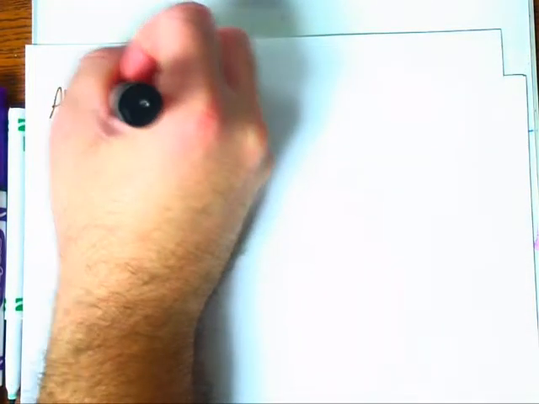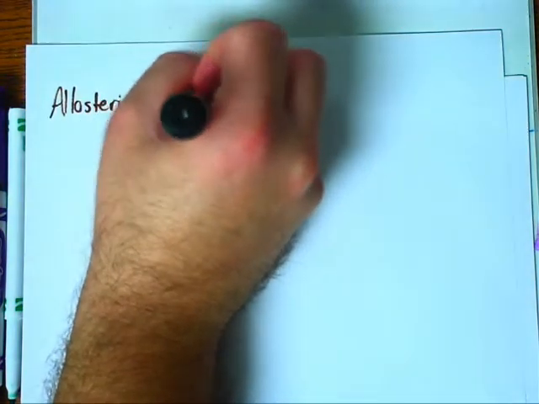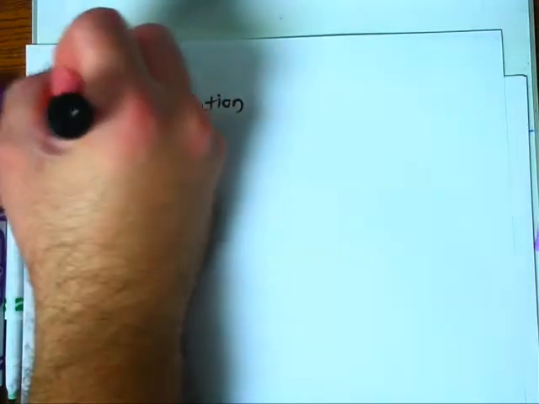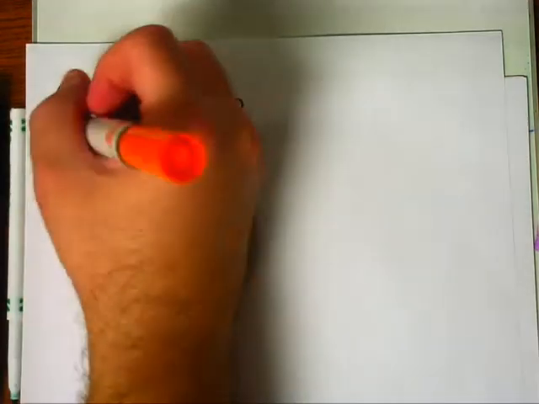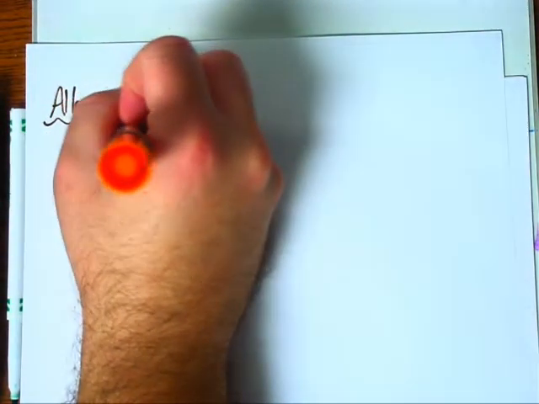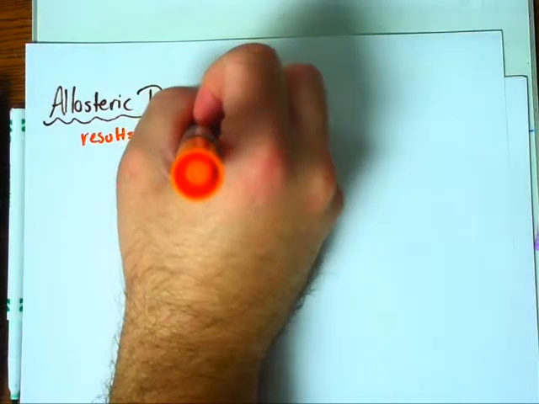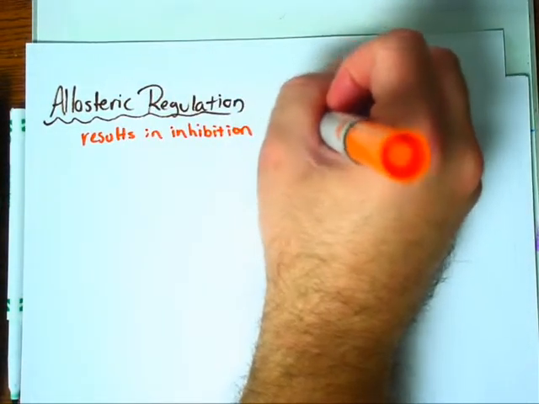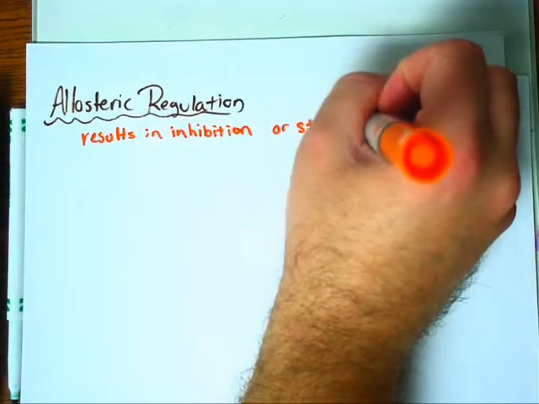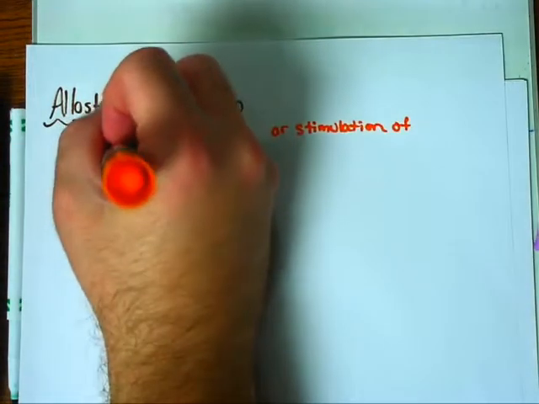The last thing I want to get into today is going to be something over allosteric regulation. So let's kind of go there real quick and then we can be done. What allosteric regulation is, it can result in either an inhibition or stimulation of an enzyme.